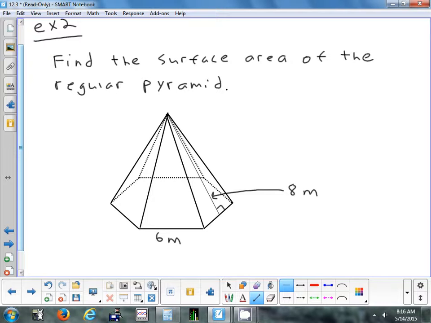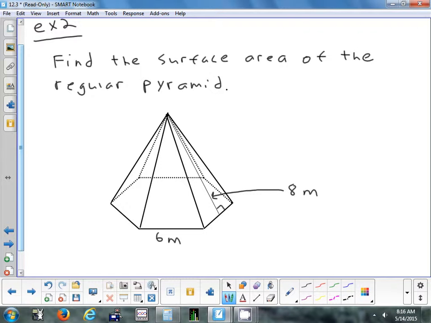Hexagon. You've got 6 sides as the base. So that's a hexagonal pyramid. What makes it a pyramid? It all meets at a point. What makes it hexagonal? The base is a hexagon. So how many total sides do we have here? 6. Well, 6 lateral sides. 7. And 7 with the base.